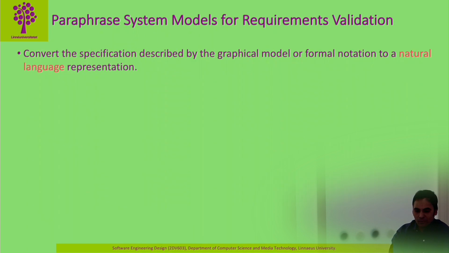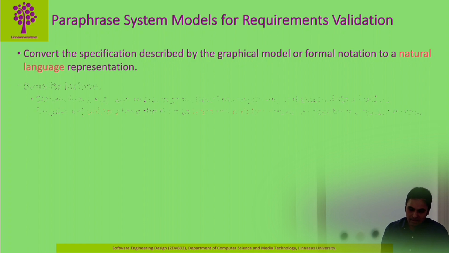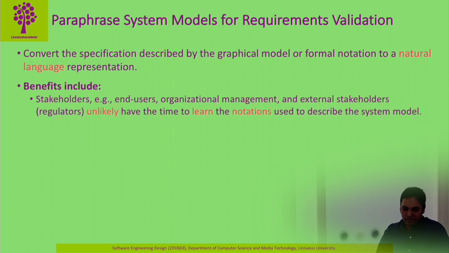One way of requirements validation is to paraphrase system models. You might have different models or diagrams, but if you describe them using natural language, it will help to get the meaning of those models. Not all people are technically expert or familiar with models. For example, managers or end users are not really familiar with the models. So you should write those models in natural language text, so that you can validate the requirements in a more effective way.